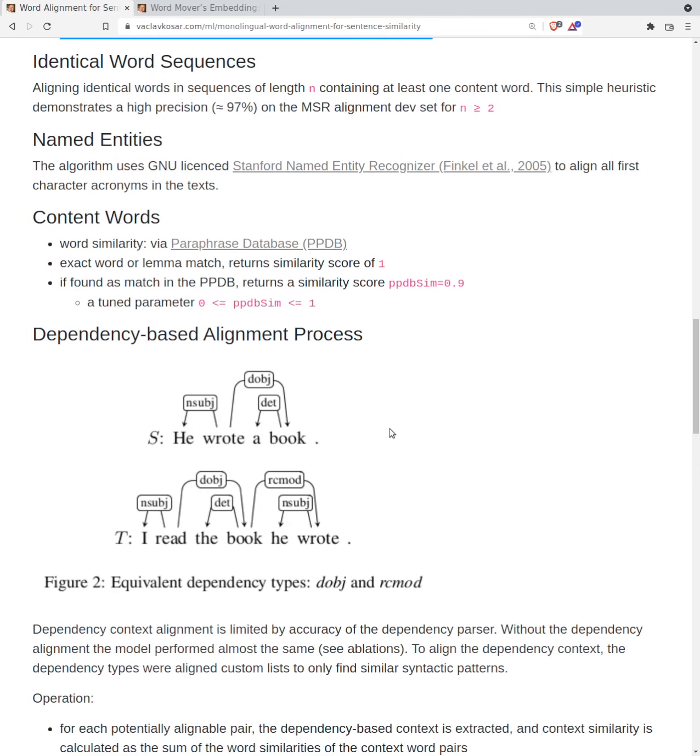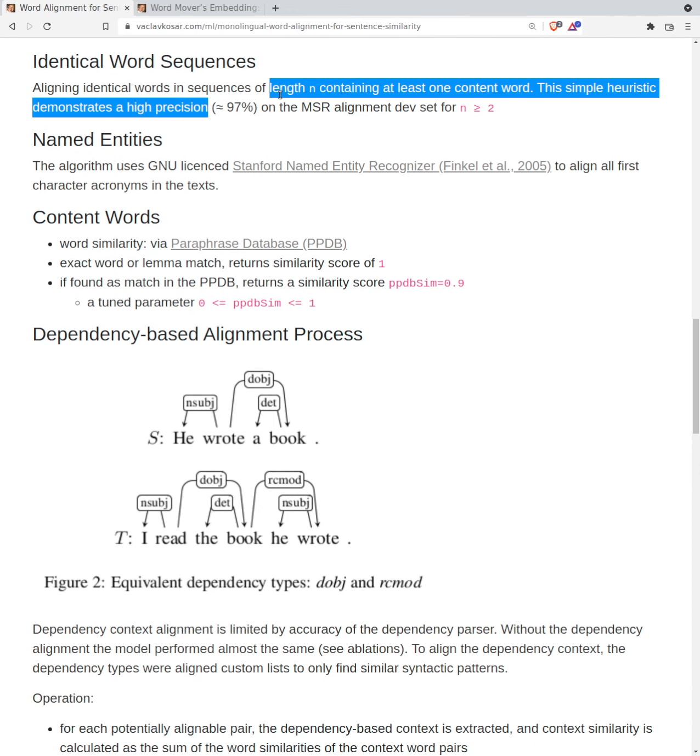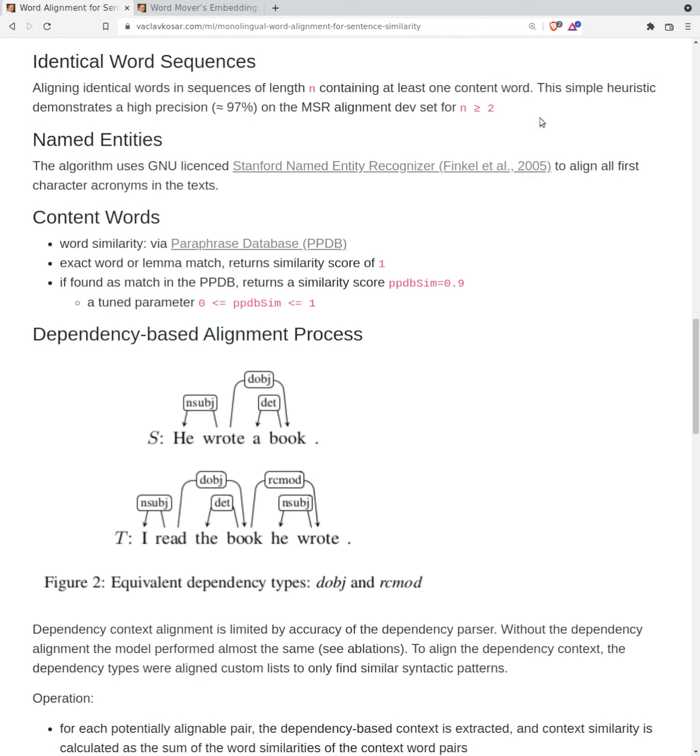So identical sequences, again, if you have a long enough sequence that matches exactly, then you align. This gives you very high accuracy with a choice of window size of, I think, 5. I don't have a note here, but I think it's 5.